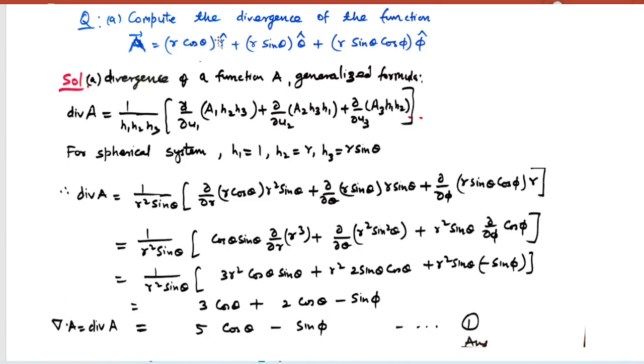a1 is this, a2 is this, and a3 are the components. h1 is 1, h2 is r, h3 is r sin theta in the spherical system. So 1 upon h1 h2 h3 means 1 upon r square sin theta, delta by delta r of a1, which is r cos theta, into h2 h3, that is r into r sin theta, that is r square sin theta. Similarly, delta by delta theta of the a2 component r sin theta into h3 h1, and delta by delta phi of the a3 component r sin theta cos phi into h1 h2, that is 1 into r, that is r.